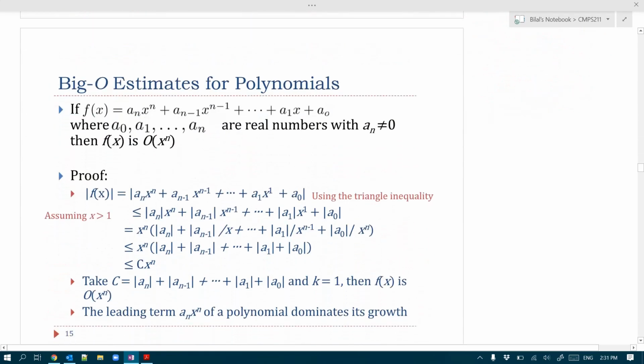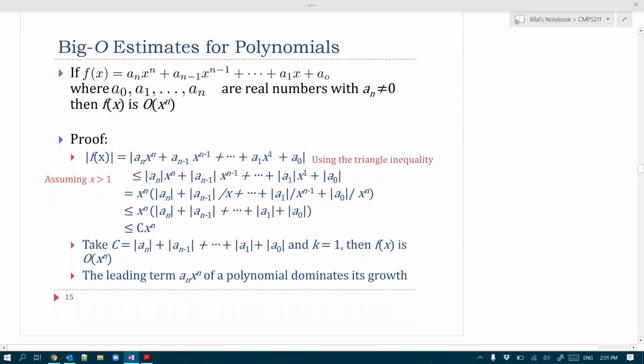Okay, but we can prove that for whatever polynomial that we have with a certain power of x, we can show that this is of the order of x to the power n. It means that it's dominated by its highest factor, x to the n. So we usually call it the leading term, or the leading factor in that polynomial. It's the highest value in that polynomial, and it leads the growth of the function.